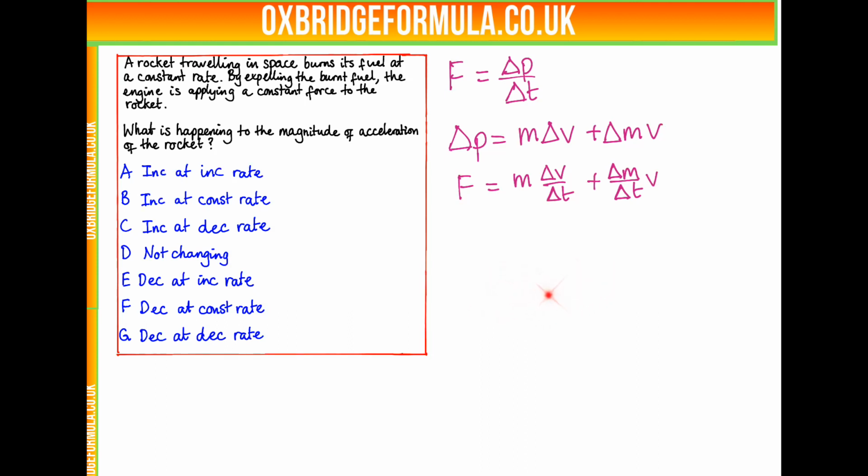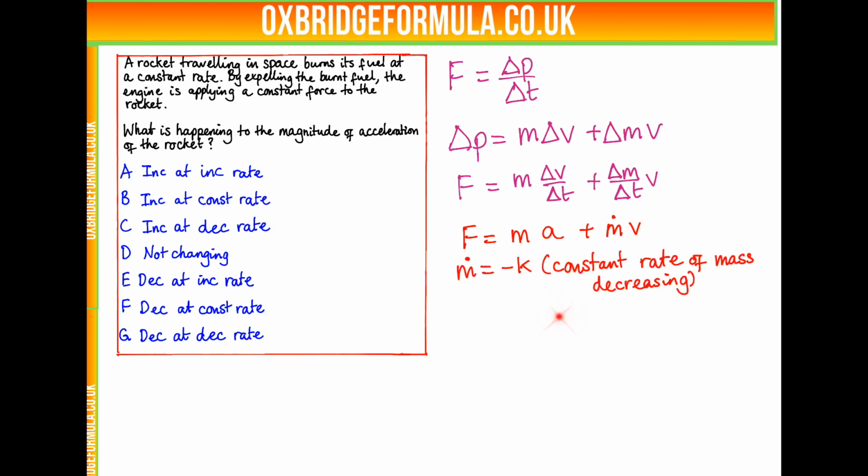So we can write this as F equals mass times acceleration, which is the rate of change of velocity, plus m dot, the rate of change of the mass because we're burning fuel, times the velocity. We know m dot is going to be negative because it's burning some fuel, or burning mass essentially, and it's a constant. So we could call m dot minus k, for example: a constant rate of mass decreasing.